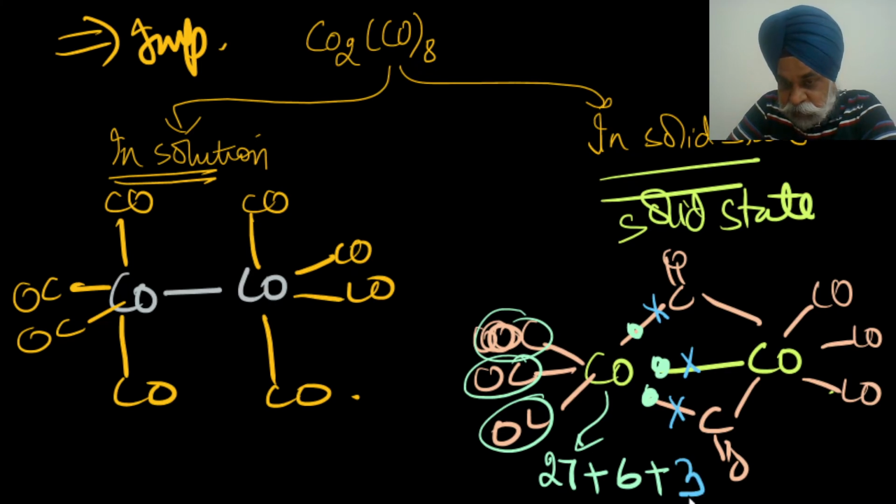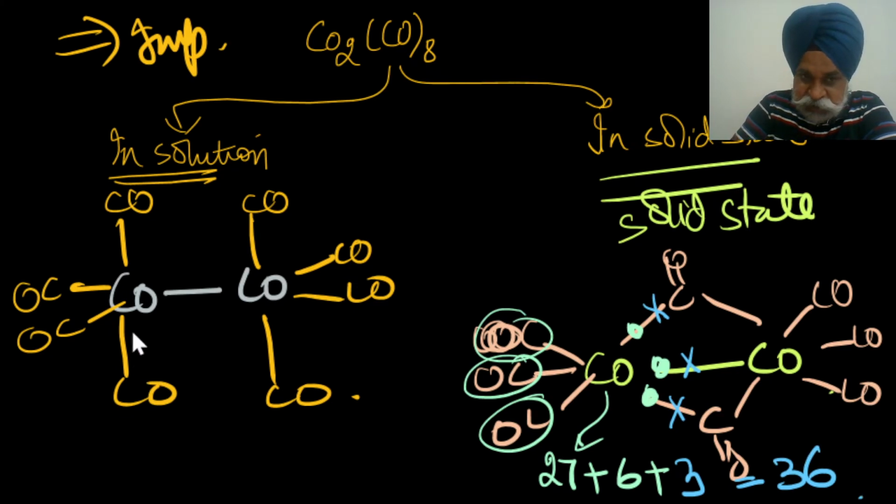1, 2, 3. These 3 are to be added extra. So 27 plus 9 makes it 36. So the answer to this is 36. Same is the case here.